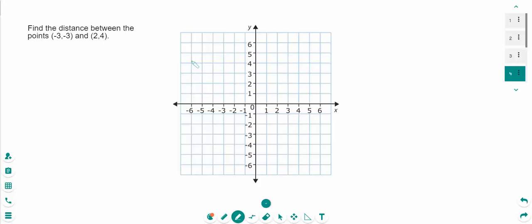All right, so the first step here is to find the points. So we have a -3, -3. So our -3 on the x, down 3 for the y, puts us here. And then we have a 2 and 4. So 2 and then up 4 puts us here. All right, we will connect those two points like so.